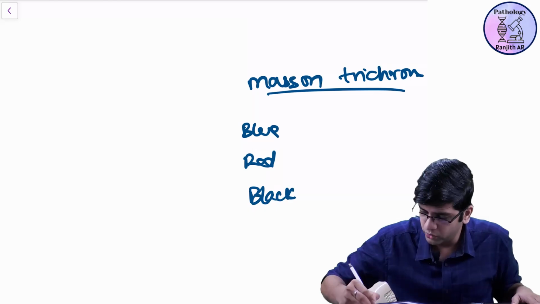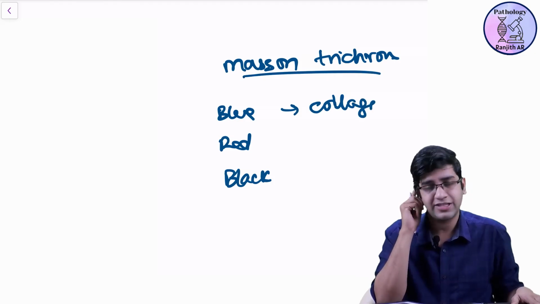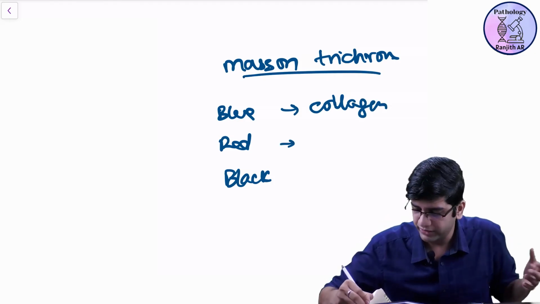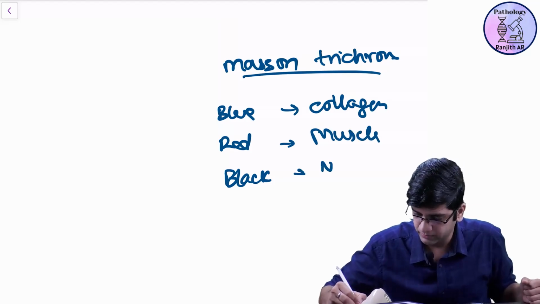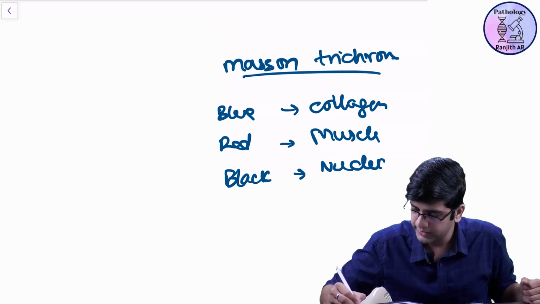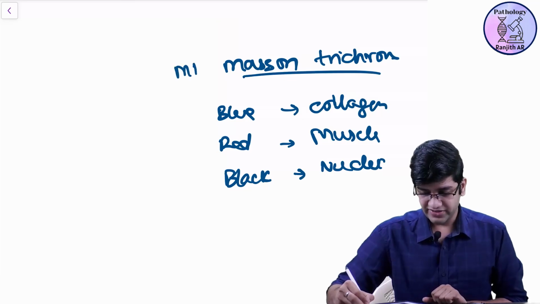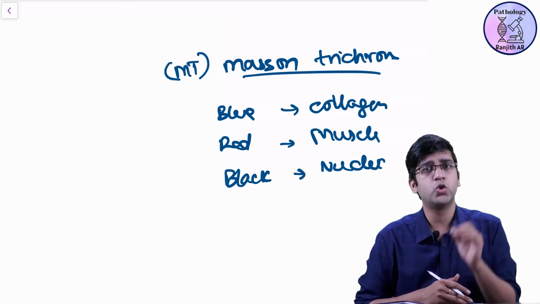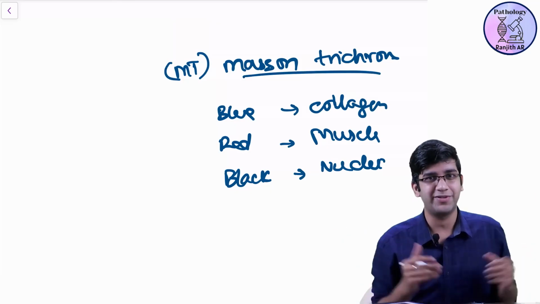The most important is blue because collagen will be blue in color, right? Because collagen will be blue in color, that's the most important thing. Red color, fibers, muscle will be red in color commonly. Black color, nucleus. Okay, nucleus will be black in color in Mason's trichrome. Mason's trichrome can also be abbreviated as MT. Abbreviation is known, you have to know it. So that's one more new stain in our armamentarium.